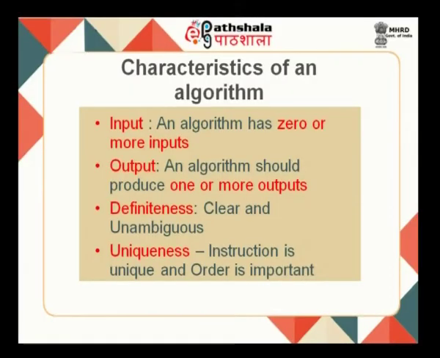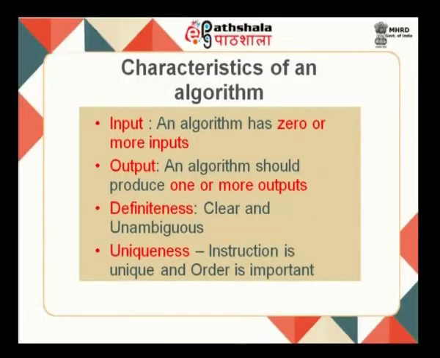Input. The algorithm can have 0 or more inputs. For example, if I say sorting is an algorithm, then it should have some inputs, so that it can produce the output. There are certain procedures that do not require any input from the user at all. Those are also called algorithms. Output. An algorithm should produce at least one output. You can't say that the algorithm will not produce any output.